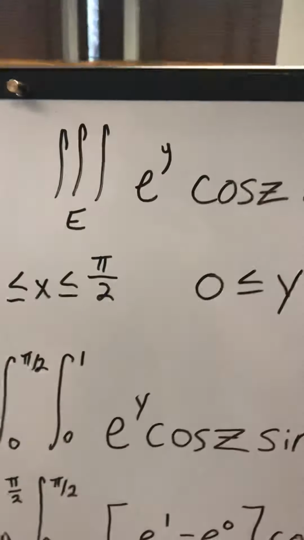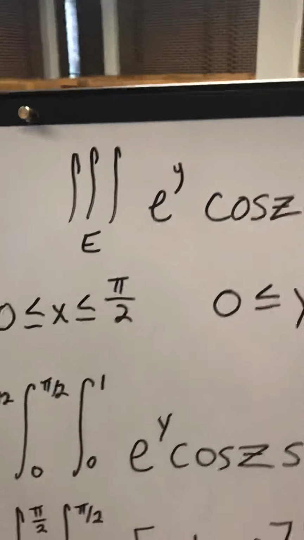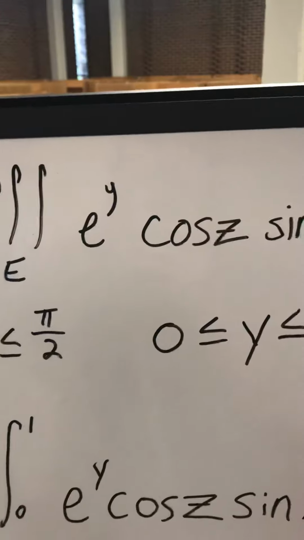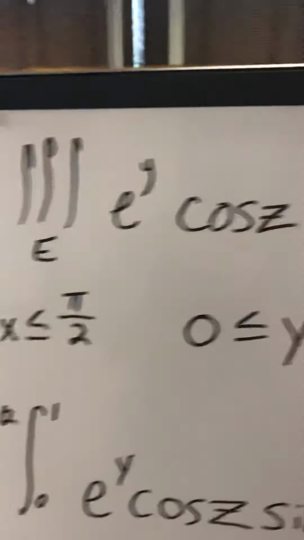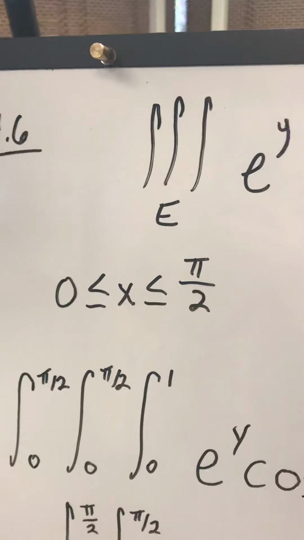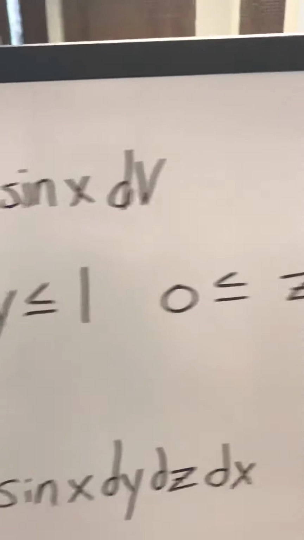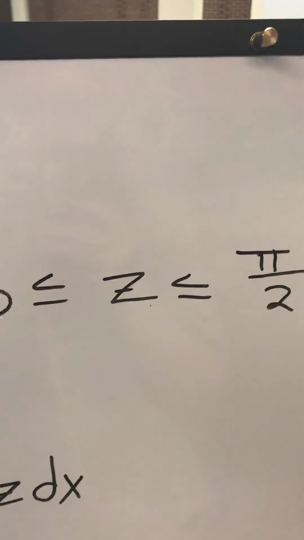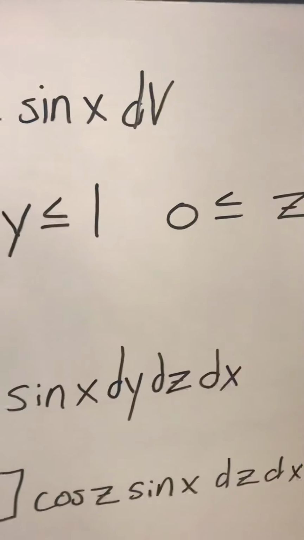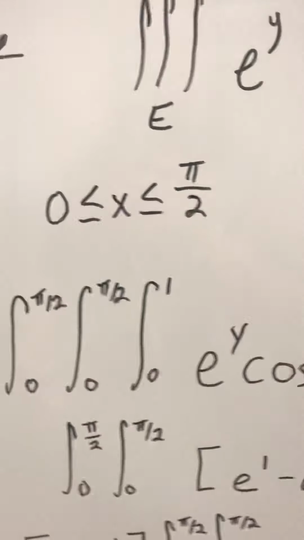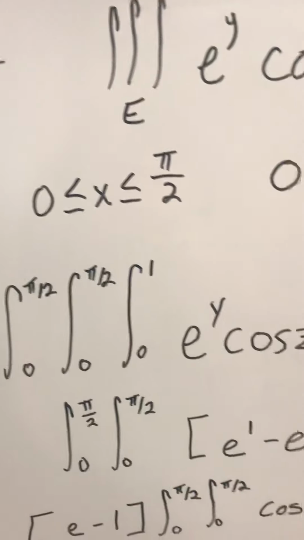So now we're doing triple integrals, and our first triple integral will be the one over the region E of e to the y cosine z sine x dV, where x is bounded by 0 and pi over 2, y is bounded by 0 and 1, and z is bounded by 0 and pi over 2. And I'm going to do this in order of dy, dz, dx. So our limits of integration are going to go 0 to pi over 2, 0 to pi over 2, 0 to 1.